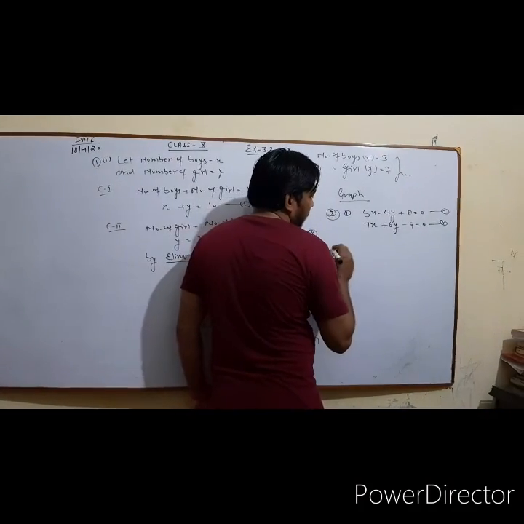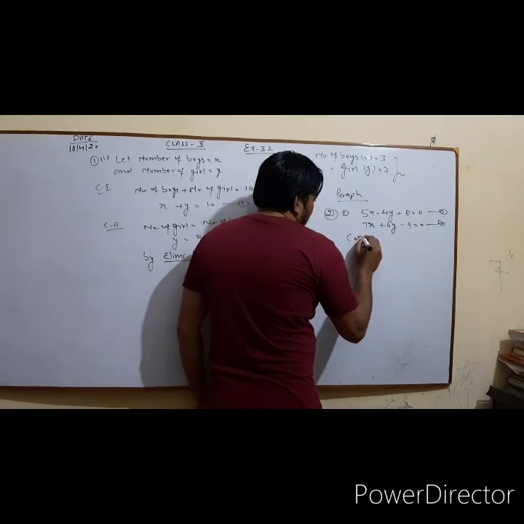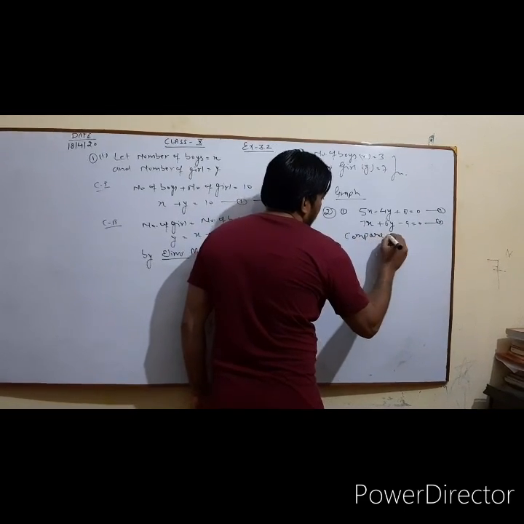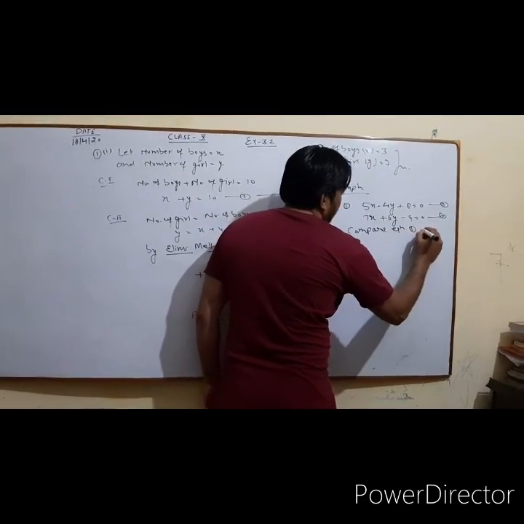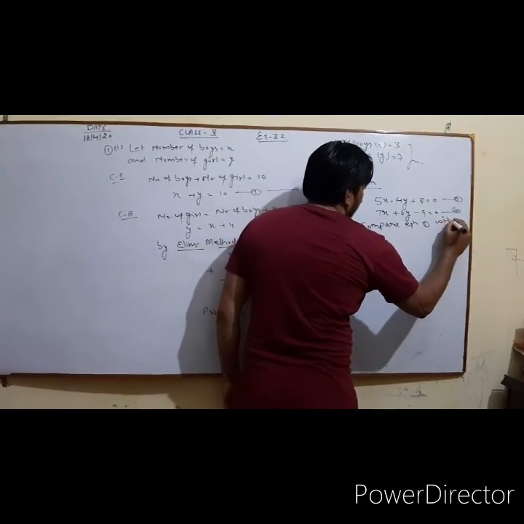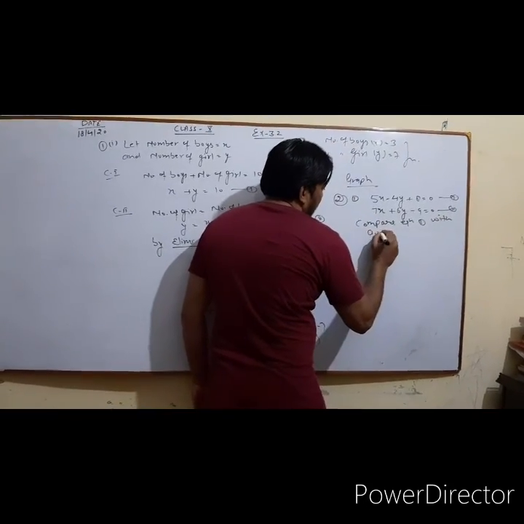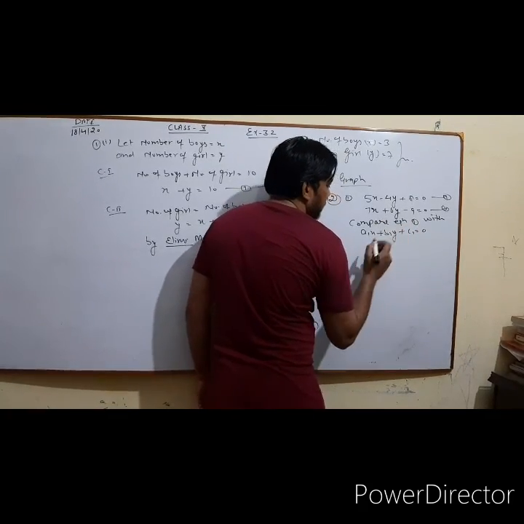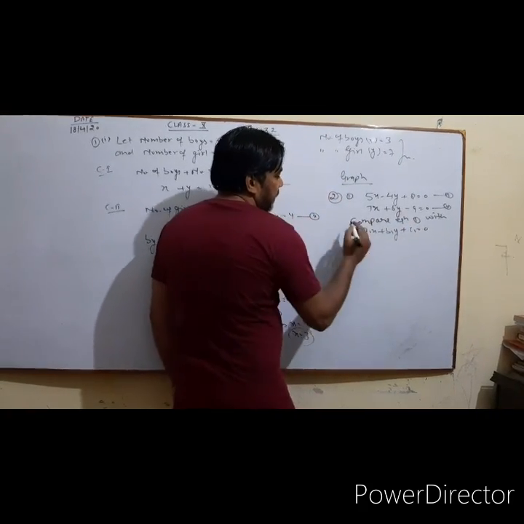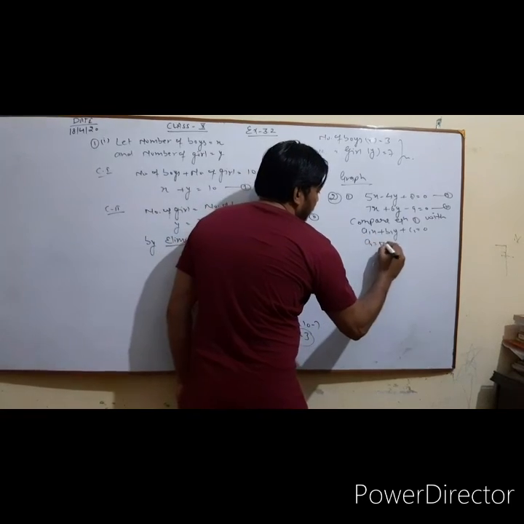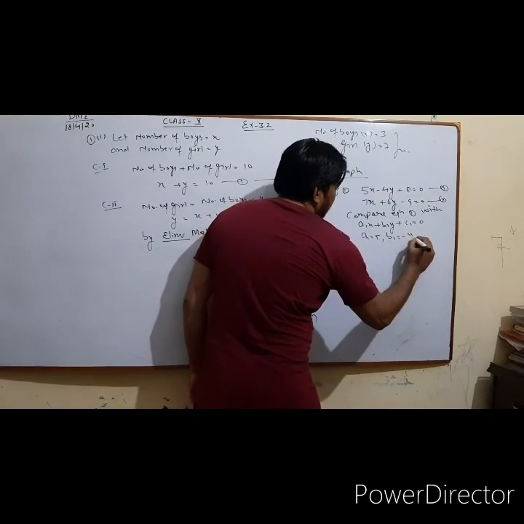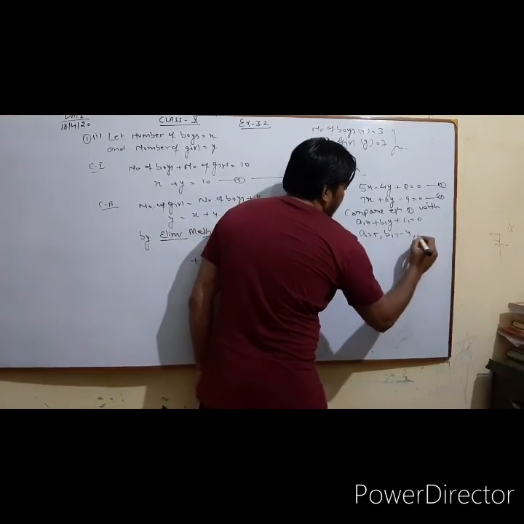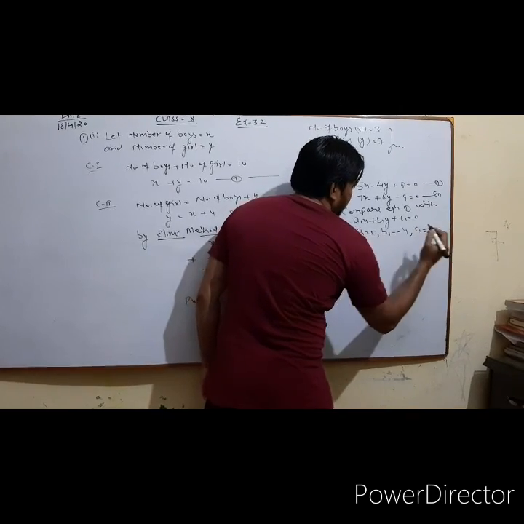So first of all compare equation 1 with a1x plus b1y plus c1 is equals to 0. So when we are comparing, then the value of a1 would be 5, b1 would be minus 4 and c1 would be 8.